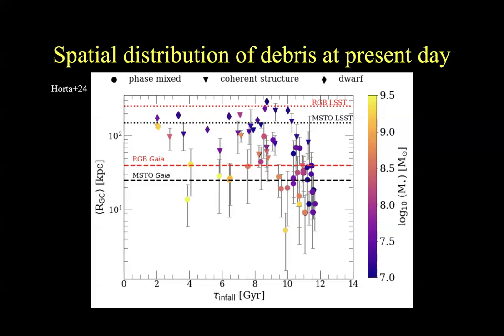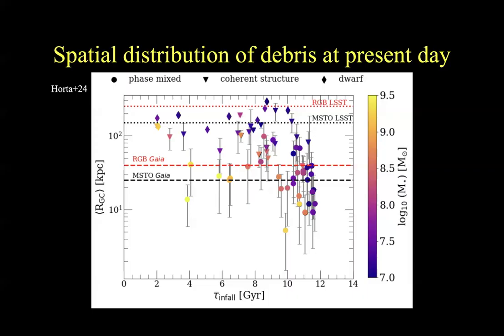And at fixed infall time, more massive things get pushed deeper into the potential of the host compared to lower mass things. So this leads to this stratification in mass. Now, overplotted here are some lines where you'd expect Gaia to be able to observe both RGB stars or main sequence turnoff stars. And then on the top, you can see how LSST is actually going to just drive this out of the park, right?